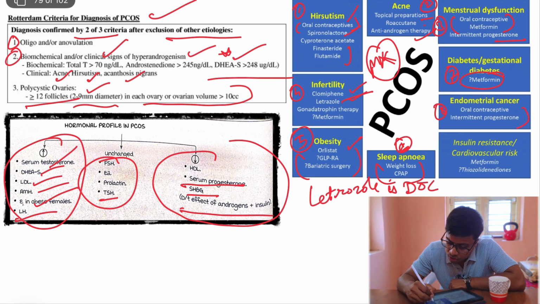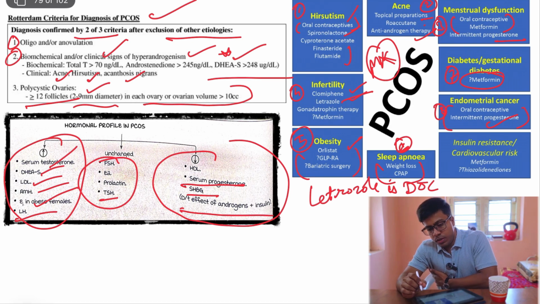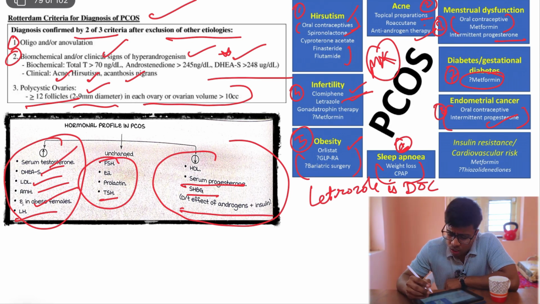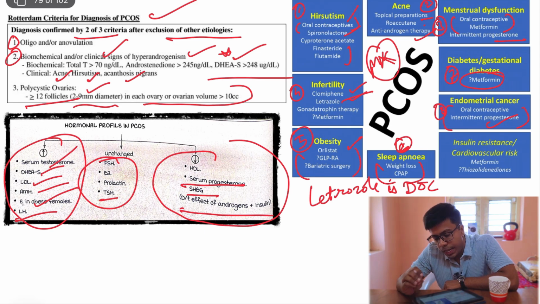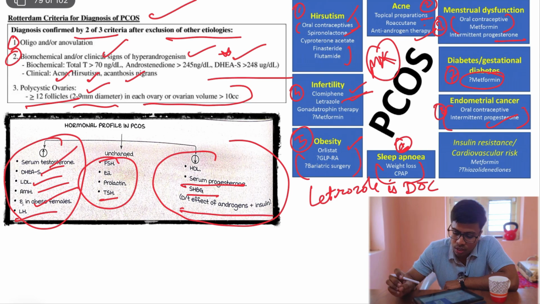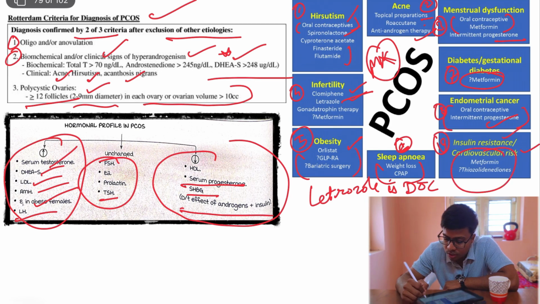So endometrial cancers: oral contraceptive, intermittent progesterone can be given. Intermittent progesterone will decrease the effect, the cementing effect will be there. And as we taper the dose, the progesterone effect will get loosened, and then the endometrium, or the extra lining, will come outside. So for that treatment. And number 9: insulin resistance, cardiovascular risk, metformin, and metformin only.